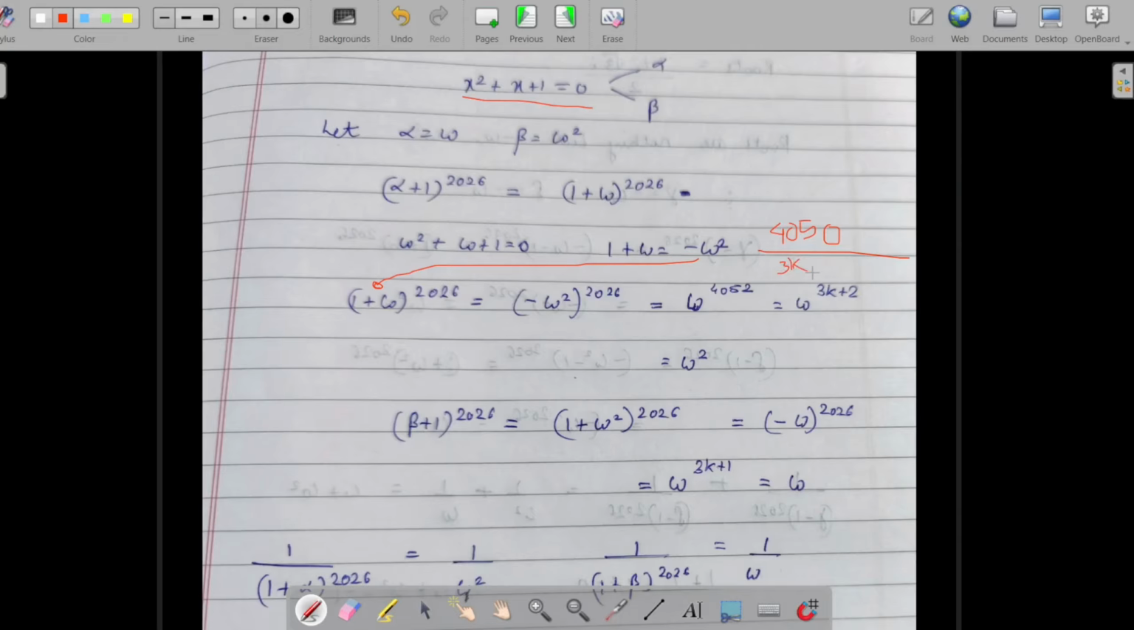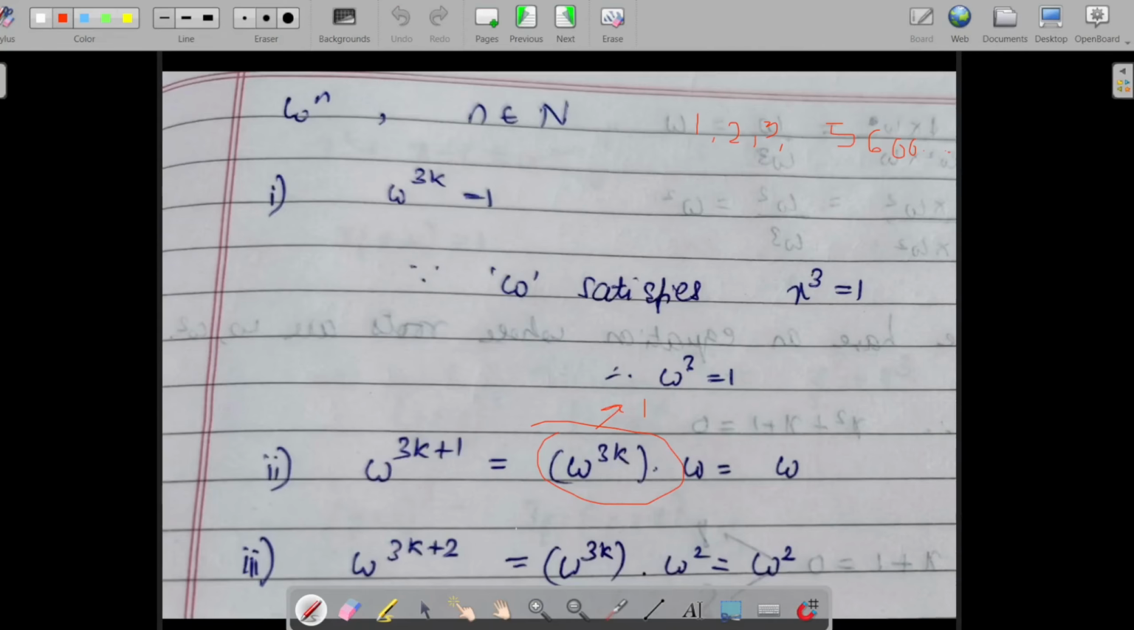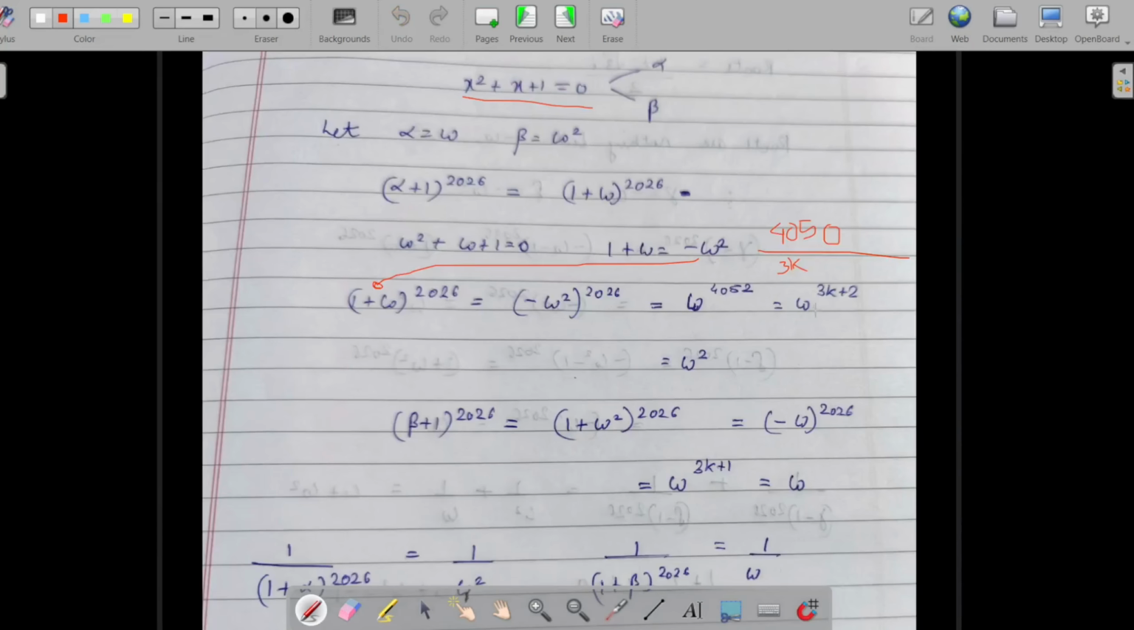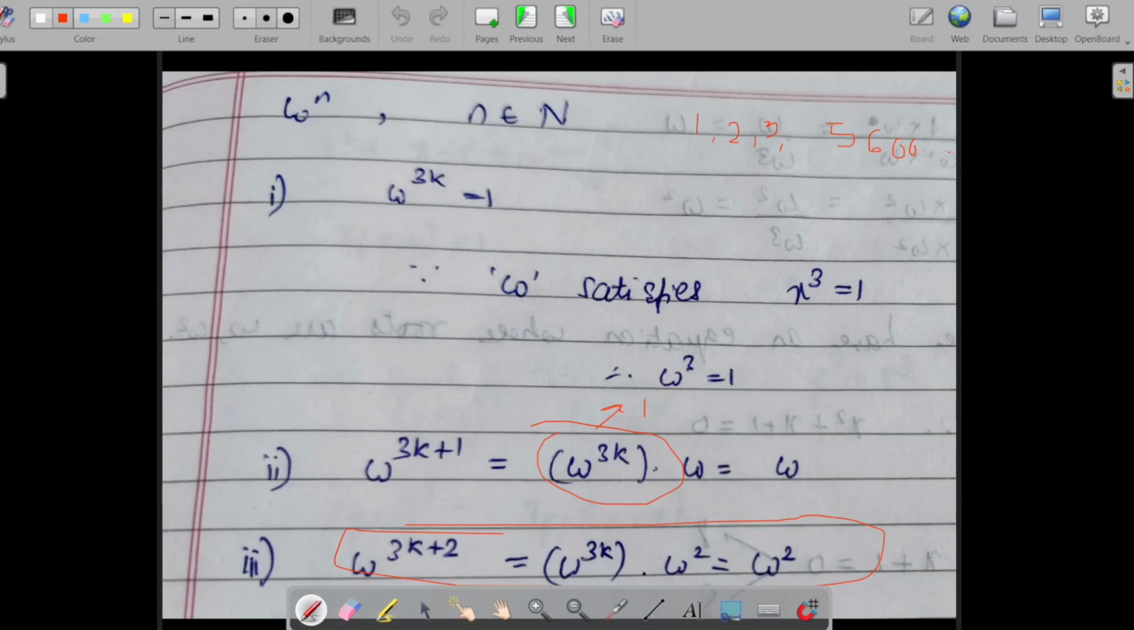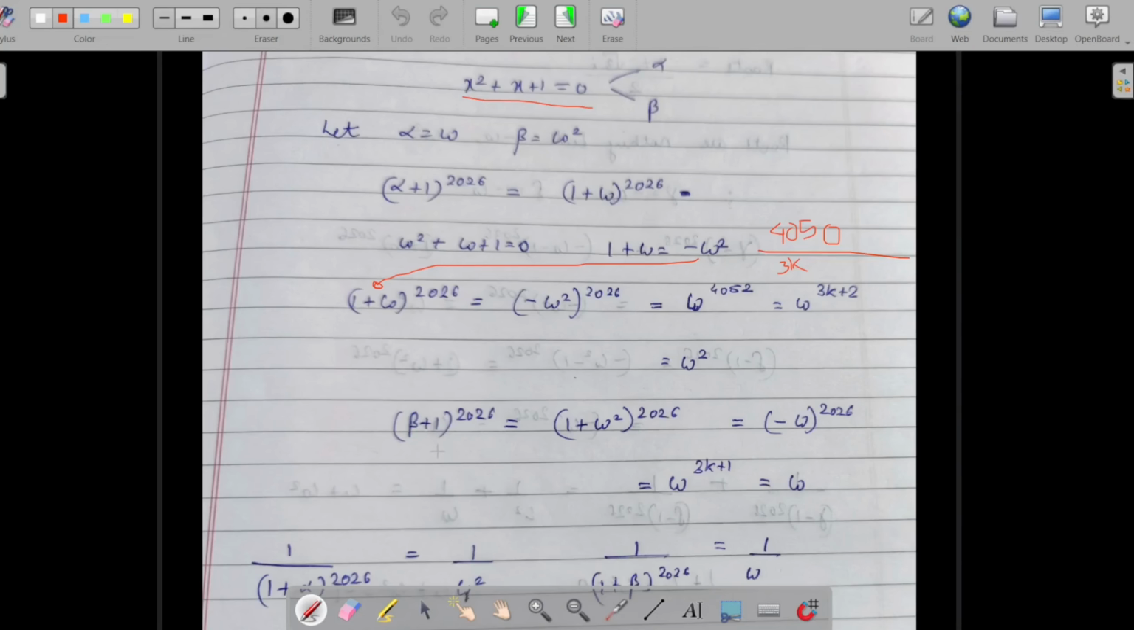How we manipulated exponents here, in this one it is basically the same. So we will get omega raised to the power 3k plus 2, which is nothing but omega square. Similarly, (beta plus 1) raised to the power 2026 can be obtained by (1 plus omega square), because beta is omega square, and again it will satisfy this equation. So 1 plus omega square is minus omega, so it will be (minus omega) raised to the power 2026.